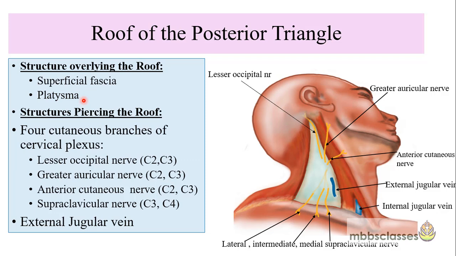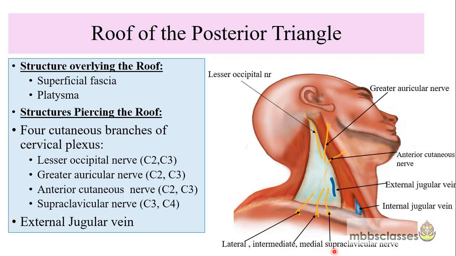There are certain structures which pierce the roof. Remember, it is mainly the nerves. These are the four cutaneous branches of the cervical plexus. Let us begin from superior. The first one is the lesser occipital nerve, that is C2, C3. Then is the greater auricular nerve. The third one is the anterior cutaneous nerve. These three nerves are the C2 and C3 divisions of the cervical nerve. Then lastly is the supraclavicular nerve, which has subdivisions like lateral, intermediate, and the medial supraclavicular nerve.